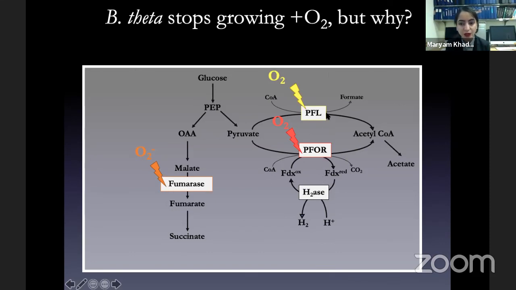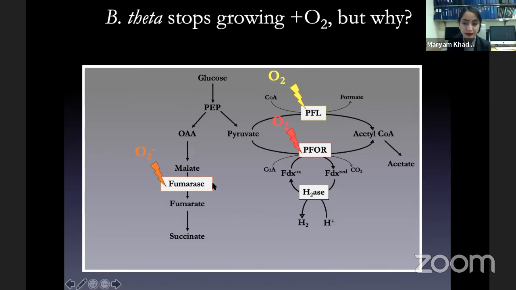PFL is damaged by oxygen, but my mutations and growth curves showed that it is probably not the most important enzyme of these two. So its inactivation probably does not have much effect on the growth of the cell in our condition, because when I deleted it, the cells were okay in their growth.